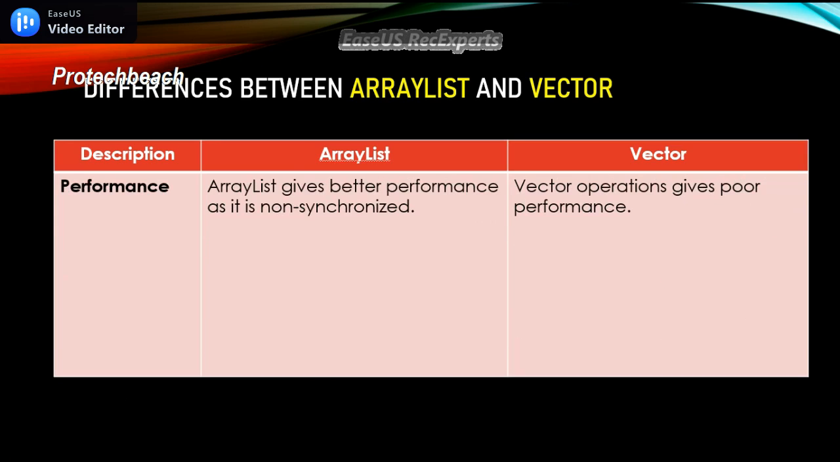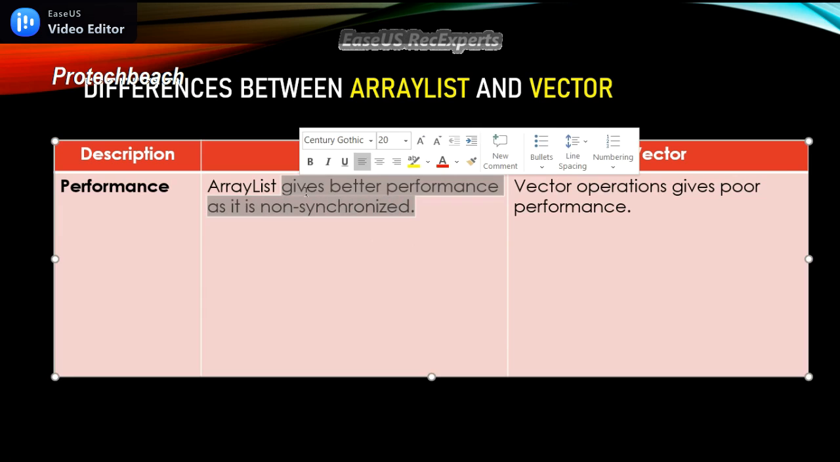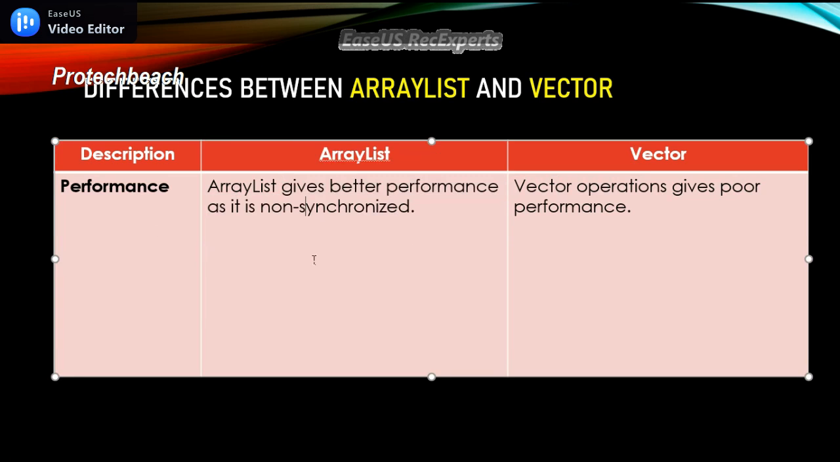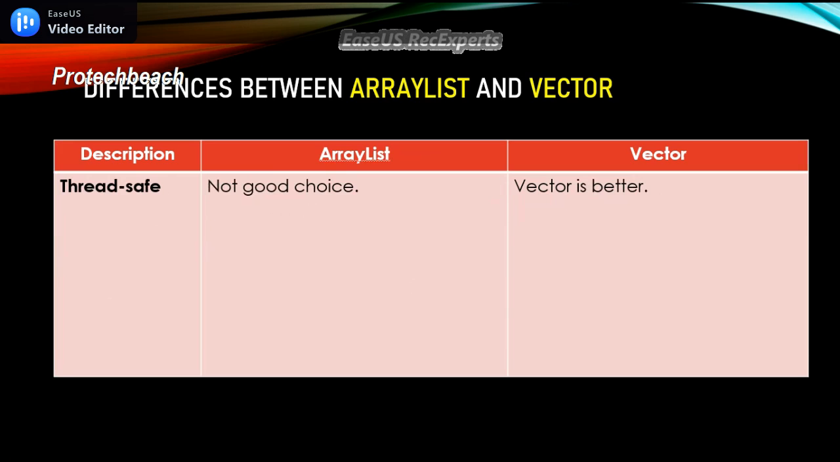every time. As far as performance is concerned, Vector is slower compared to ArrayList because of thread safety. In ArrayList, we don't have thread safety, that's why the performance will be higher. So ArrayList is not a good choice for thread-safe functionality, but if you consider thread safety, Vector will be the better choice.